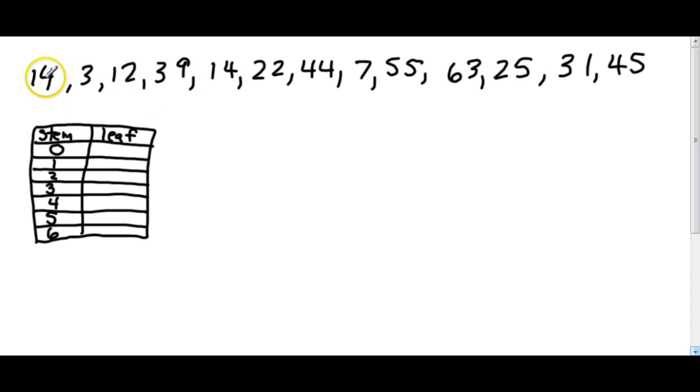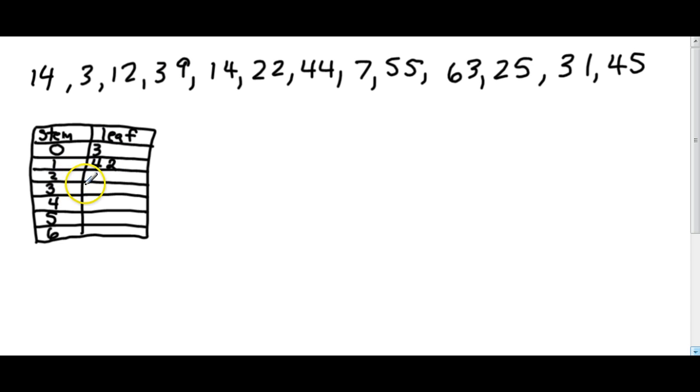So we'll go through the numbers from 14 all the way over to 45, and we're going to organize them. The 0 stem means we have no tens digit. We'll start with 14. We know 14 is 10 plus 4, so we go to the 1 in our tens column and place a 4 here. The next one is 3. It does not have a tens digit, it's just 3 by itself, so that goes in the 0 row. Then we'll go to 12. 12 is 10 plus 2, so we put a 2 there.